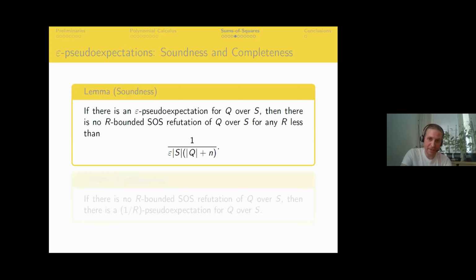And this is basically the soundness. If there's an epsilon pseudo expectation for this set over S, then there are no R-bounded SOS refutations for any R less than this value. This is just chosen so that applying this pseudo expectation to an R-bounded refutation for R less than this would give a trivial contradiction of -1 is strictly less than -1. Okay.